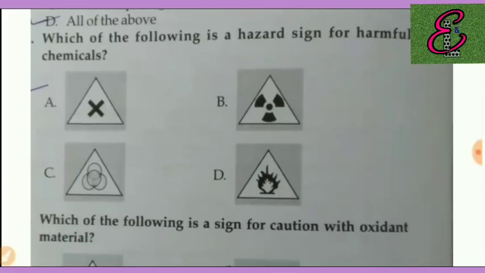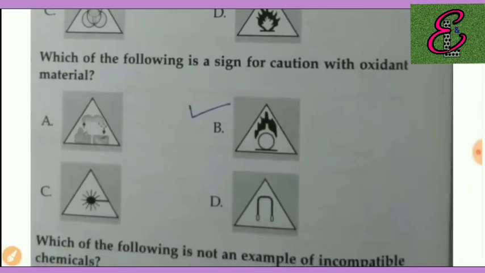Next question, which of the following is a hazard sign for harmful chemical? The right answer is this picture. The next question, which of the following is a sign for caution with oxidant material? The right answer is this picture.